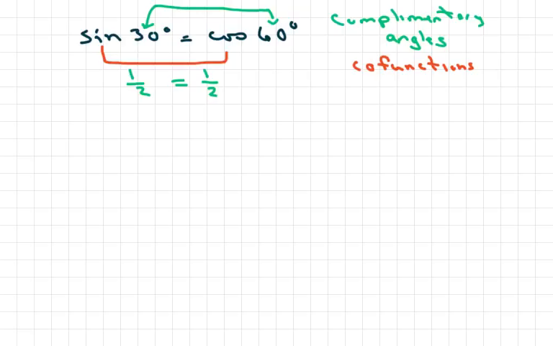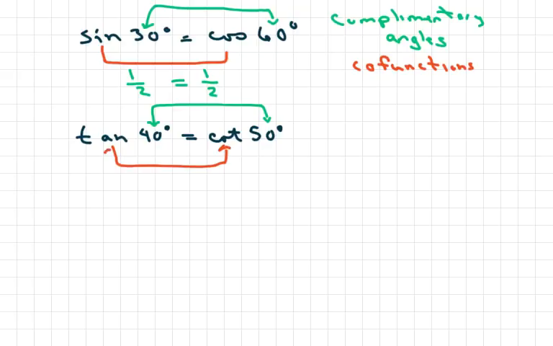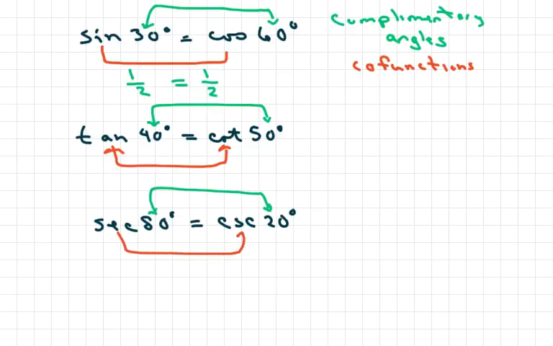Let's do some that we don't know very well. We have tan of 40. So that's going to equal cotan of 50. So again, here's your complementary angles, and here are your cofunctions. And we do one more here. We have secant of 80 degrees equals cosecant of 20 degrees. These are your complementary angles, and these are your cofunctions.